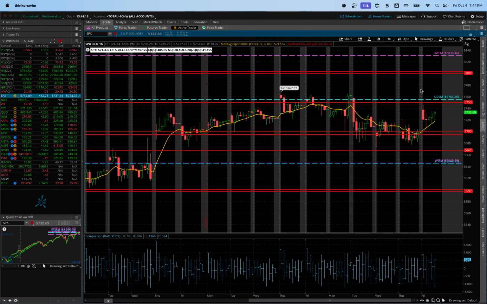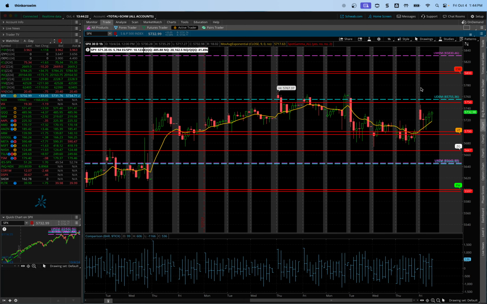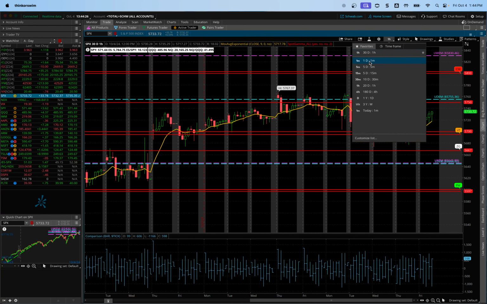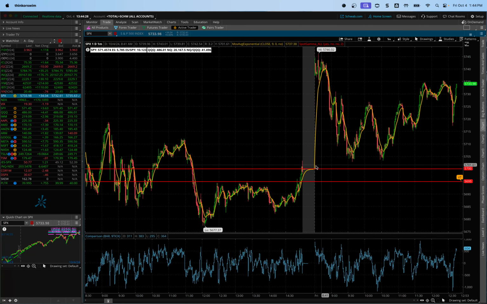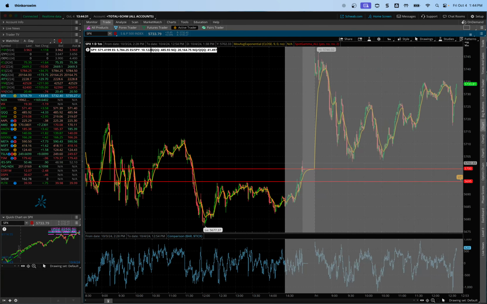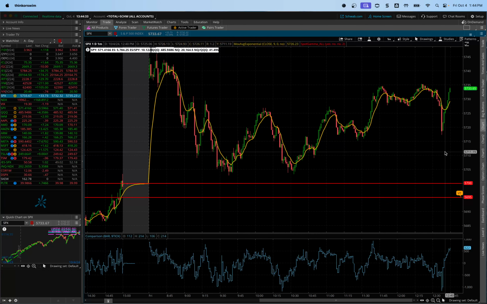And again, shifts in levels, put wall higher, absolute gamma strike lower, and for SPY, the absolute gamma strike shifted higher. And finally, let's take a look at a 1 minute chart to see levels in play. This is a 1 minute chart.